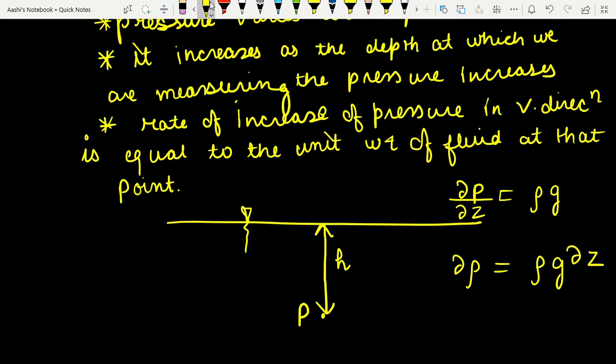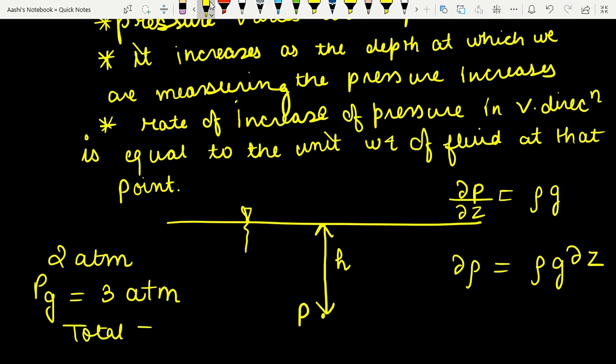So what is gauge pressure? Gauge pressure is the pressure which is measured above the atmospheric pressure. This should be very clear. Atmospheric pressure is that pressure which is exerted by the atmosphere on us. Gauge pressure is the pressure which is in excess of atmospheric pressure. For example, atmospheric pressure at a particular place is 2 atm and I say gauge pressure is 3 atm. So what does that mean? The total pressure at that particular point is 5 atm.